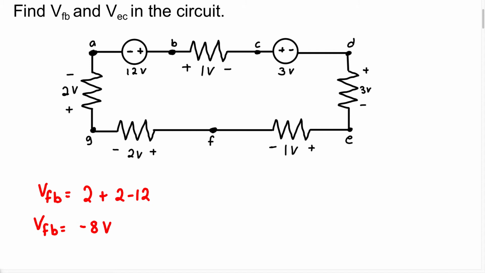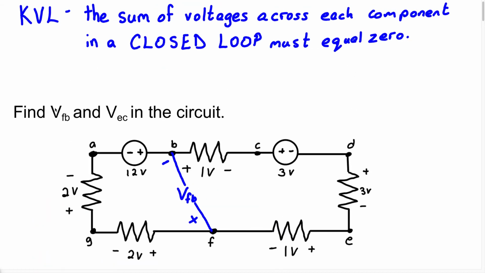Let me use a completely different color. I'm going to use blue. So we're going to draw in this wire here, okay? Now, when we draw in this wire, we know that's going to be for the voltage VFB, okay? So it's going to be VFB. And now this subscript is very important. This is going to tell us that F is going to be where the positive terminal is, and B is going to be where the negative terminal is. So if F comes first, that's where you put the positive terminal.